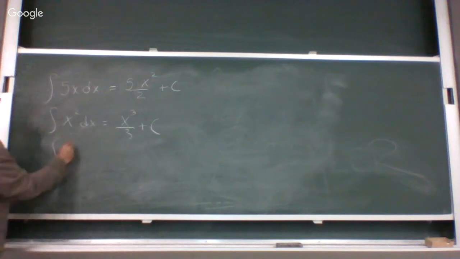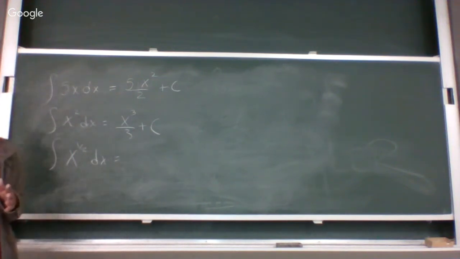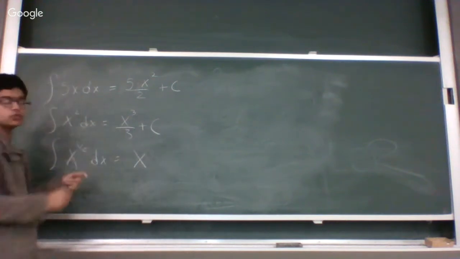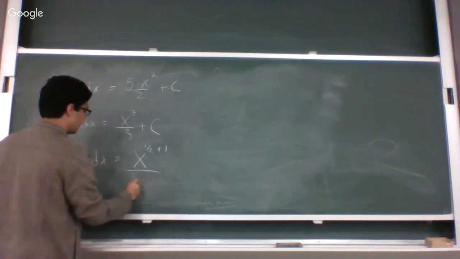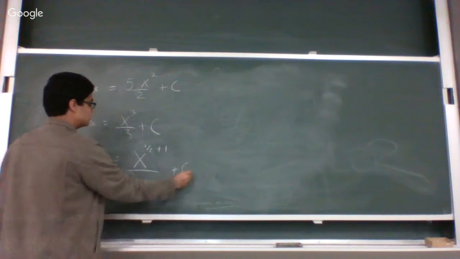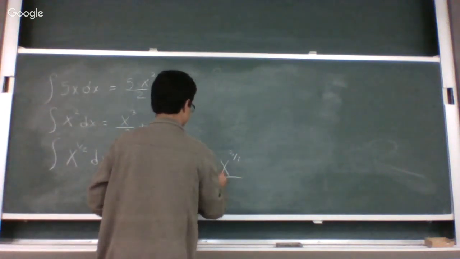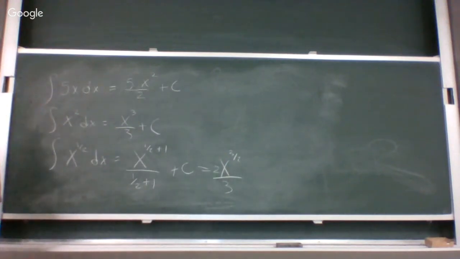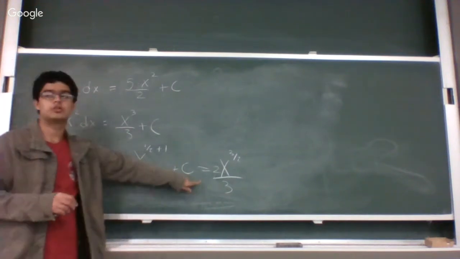The integral of x to the 1/2. Same rule. You have x to the 1/2 plus 1 all over 1/2 plus 1, plus c. That's x to the 3/2 times 2/3. You can say that. It's divided by 3/2, but that's the same thing as multiplying by 2/3.